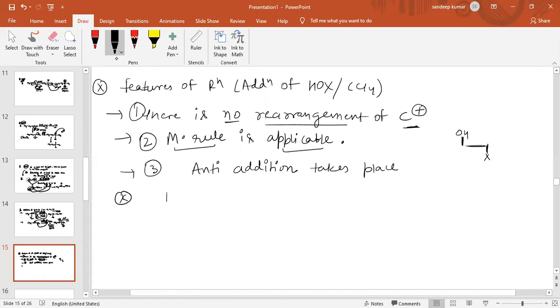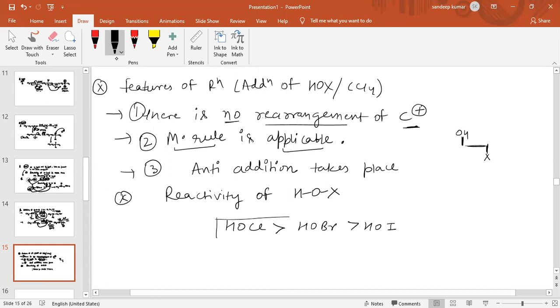Also, if we compare the reactivity of HOX, what is the reactivity of HOX? HOCl is more reactive than HOBr, and HOI is less reactive. So the most reactive HOX is basically HOCl. This is the reactivity order of HOX. Now see the questions based on this.